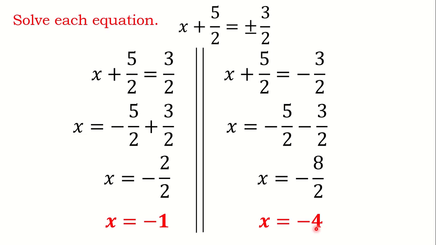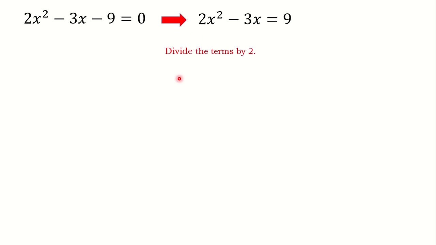Okay? So, last. Ito, medyo challenging to. Last example. 2x squared minus 3x minus 9 equals 0. So, ano yung na-observe nyo sa given equation natin? So, yung numerical coefficient natin sa quadratic term ay hindi na 1. Meron siyang 2. So, unang gagawin nyo dyan, lipat natin si constant term sa kabilang side. Tama? So, ito.